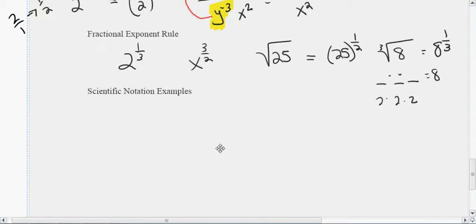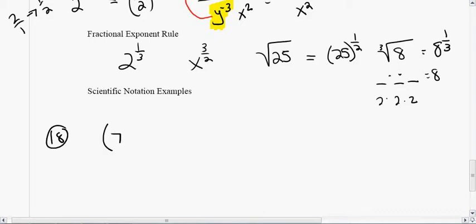The last thing that I want to do is to do a couple of scientific notation problems using the rules that we've been talking about in this section. So I'm on page 91, and I'm going to do number 18, and then number 22. So an example of multiplication and an example of division.